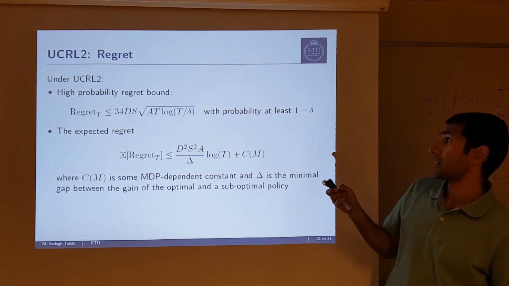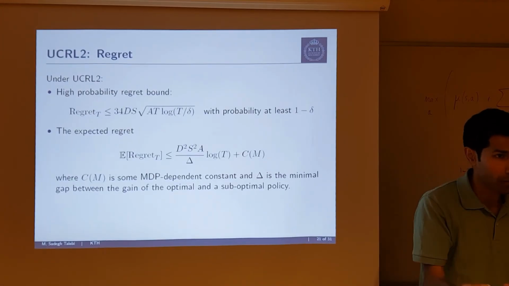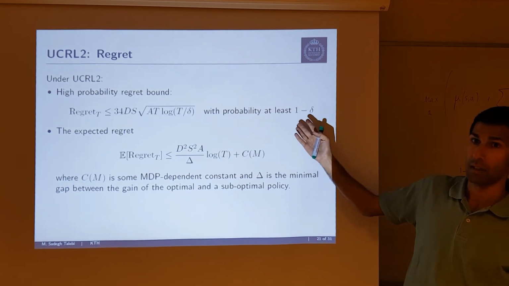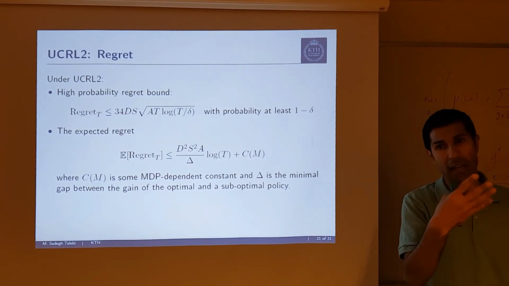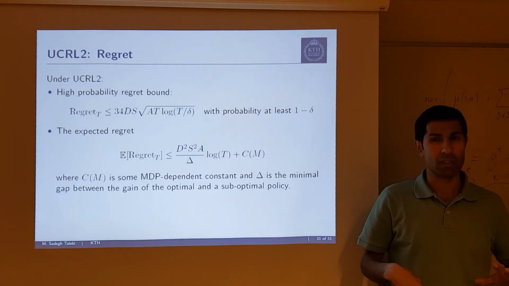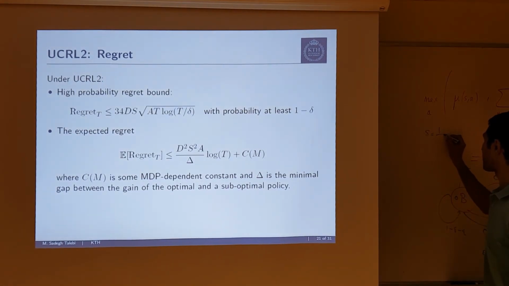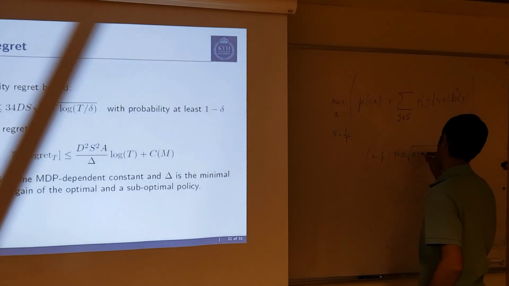But if the algorithm does not require capital T as an input, it's called an anytime algorithm. The other case is called an algorithm that requires knowledge of the time horizon. But for the moment, for comparison, let me fix delta to be 1 over T. Then, with probability 1 minus 1 over T, I incur this regret, of course upper bounded by this.